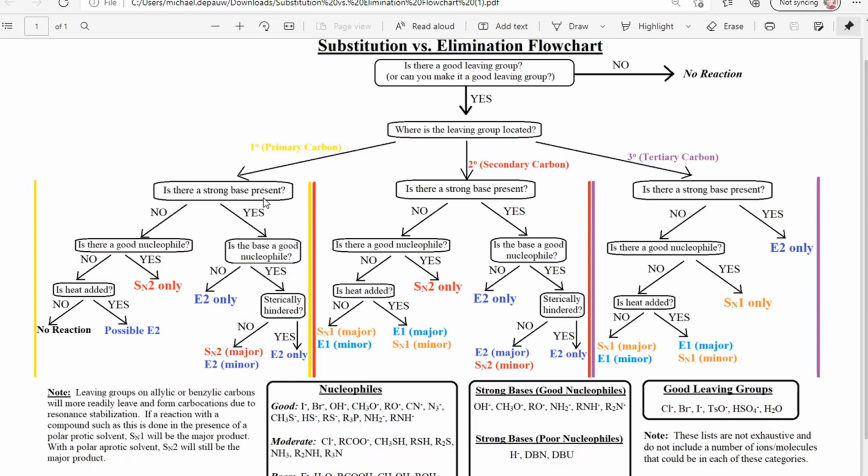Then you have to ask yourself, is a strong base present? If there is a strong base present on a primary leaving group, is the base a good nucleophile? If it's not a good nucleophile, you only get elimination. But if it is a good nucleophile, you have to ask if it's sterically hindered. If it is sterically hindered, you'll get E2. If it's not sterically hindered, then you'll get SN2 as your major product, and E2 will be your minor product. So it takes into account all these different things.